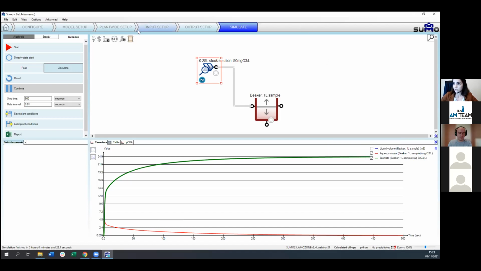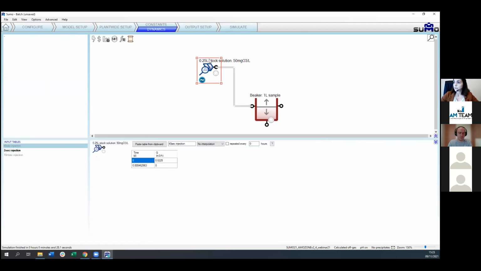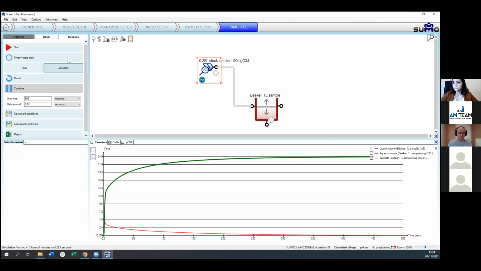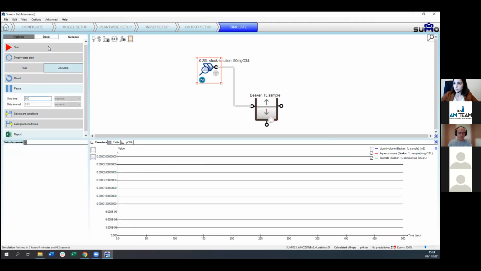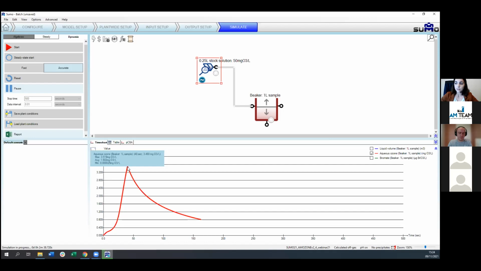24 micrograms per liter. Now let's see, as a last example, what happens if we inject ozone within 40 seconds. Let's see the results first in terms of ozone residual. The peak of ozone in the liquid is now after 40 seconds, because we're injecting ozone within 40 seconds, and it is 3.5 milligrams per liter of ozone.